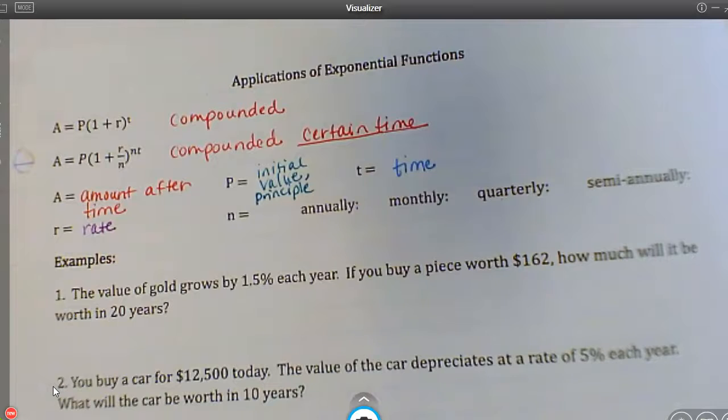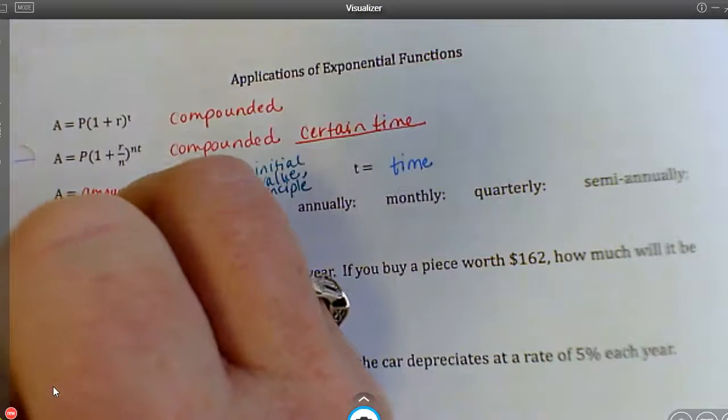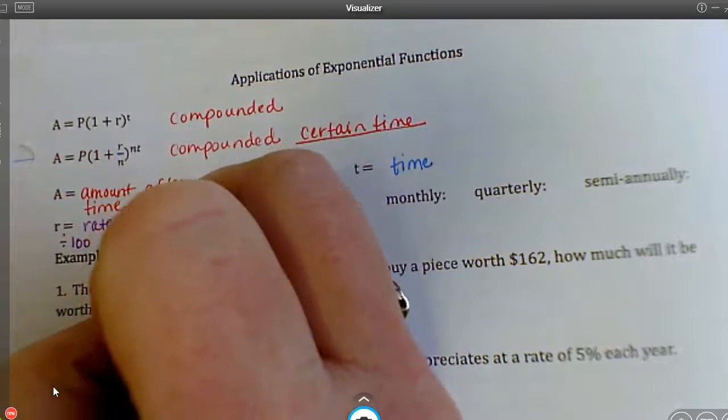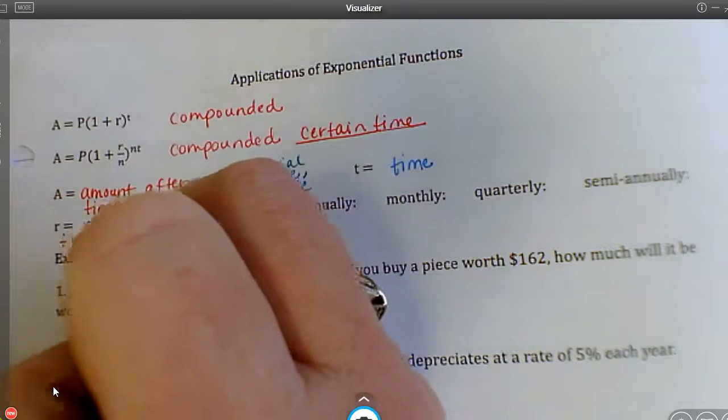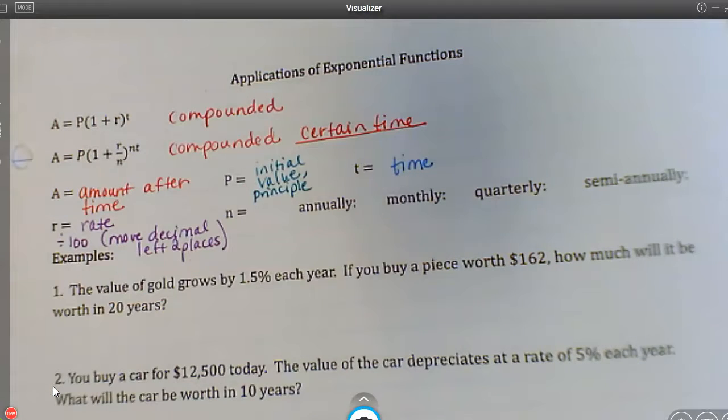When you put your rate into the equation, you have to divide by 100 or move the decimal to the left. I'll show you what that means when we do some examples, but basically what that means is you can't put a percentage into an equation. You have to change the percentage to a decimal, which really just means divide it by 100 or move the decimal over to the left 2 places.